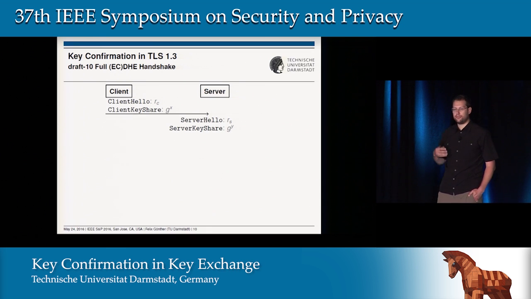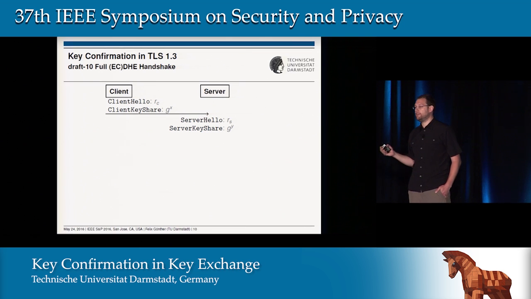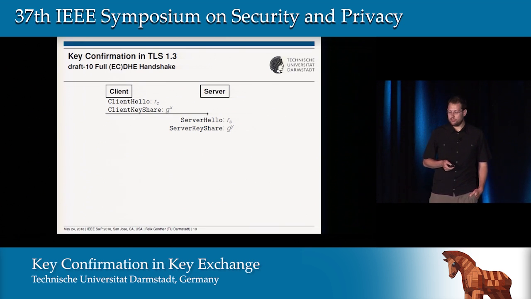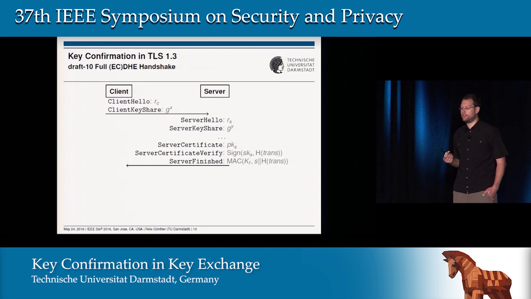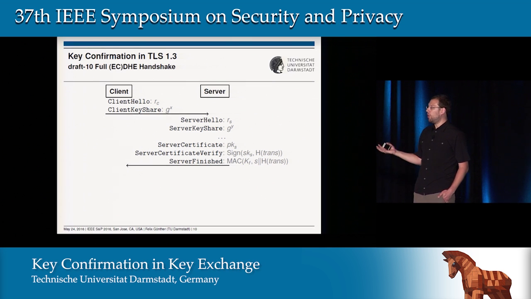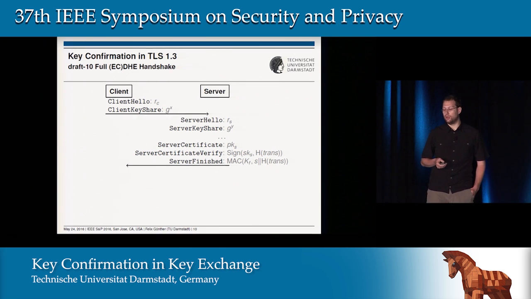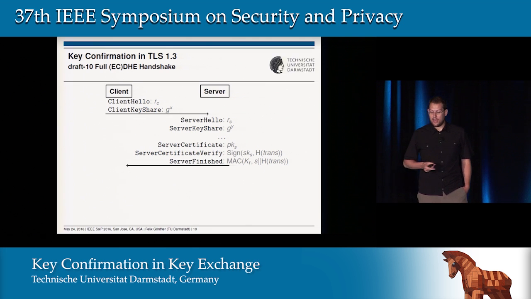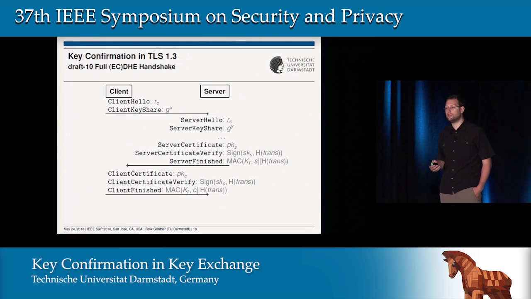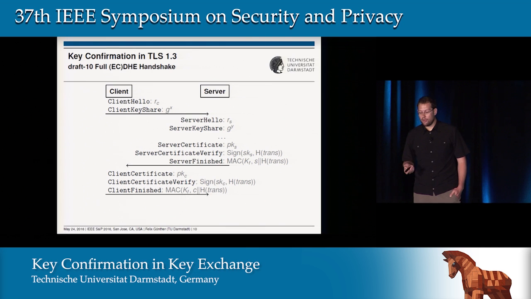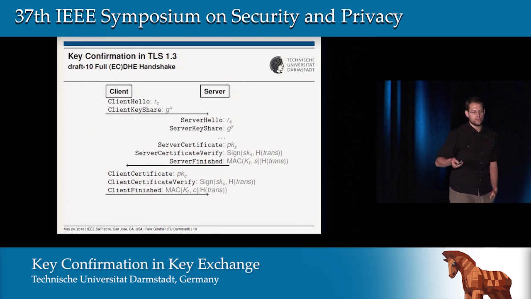So the client and the server start off by the client beginning, the server responding with a hello and a key share message, where the hello message is basically a random nonce value, and the key share being a Diffie-Hellman share. And then for authentication, the server will send its certificate, in particular including its public key, and a signature over the transcript, so the messages exchanged. It will then also send as a finished message a MAC value over this transcript. And then to complete the handshake, the client for authentication also sends its certificate and a signature and MAC value over the transcript.